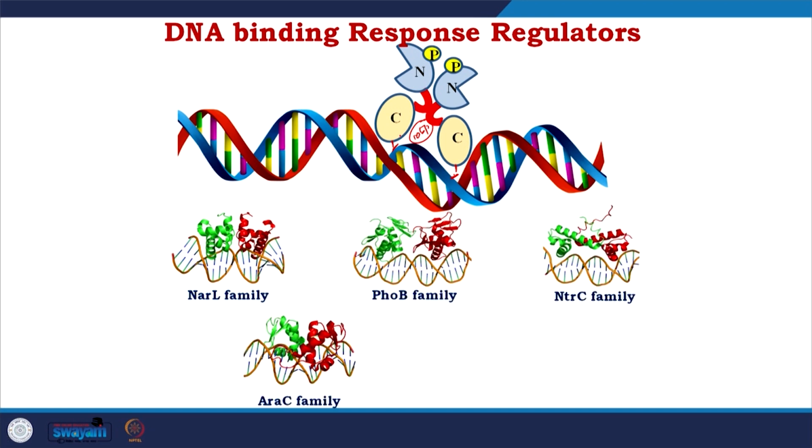So, there are different families. If you see the NARL family, FOB family, NTRC family, ARA-C family, FIS family, they are all DNA binding, but if you closely take a look, you will see that the binding patterns are very different. Also, you would be amazed to know that they could also control the type of signal. So, depending on the binding affinity, depending on the way they are binding, they are actually relaying different signals.